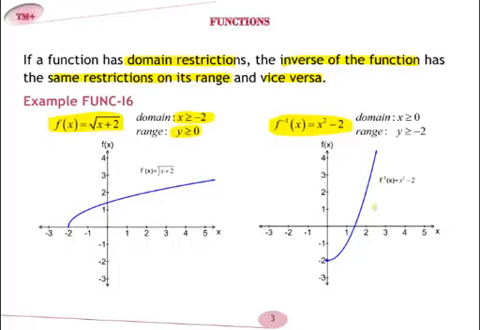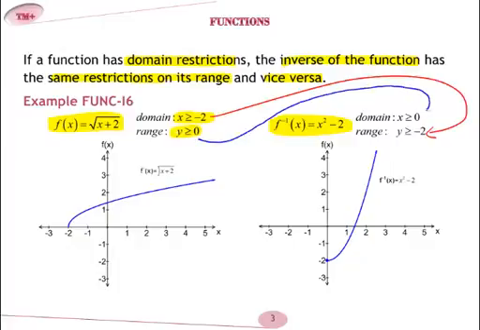Now here's the function here. The domain of the previous function was x is greater or equal to negative 2. You'll notice that the range is y is greater or equal to negative 2. Okay, the range of the first function was y is greater or equal to 0. The domain of the inverse function is x is greater or equal to 0. So they simply swap over. So you have to remember that.